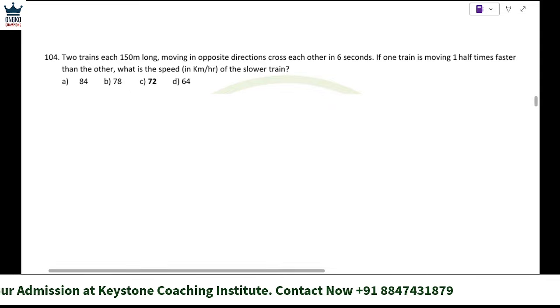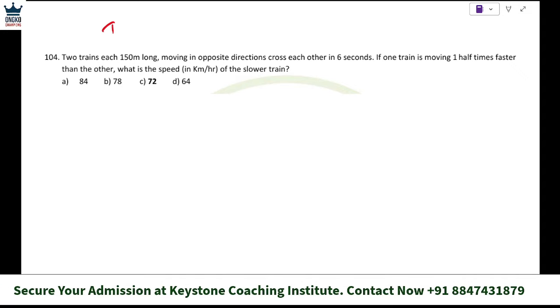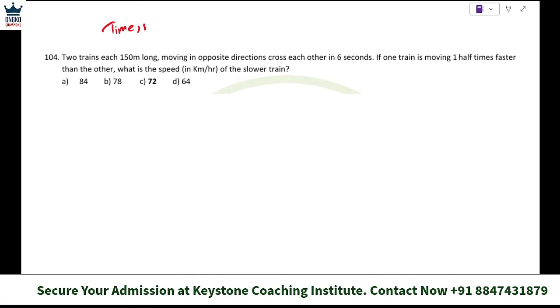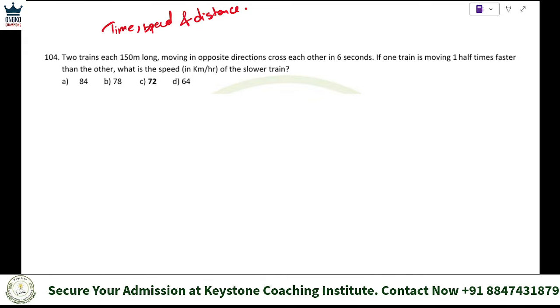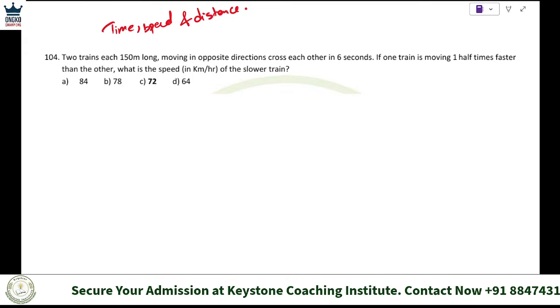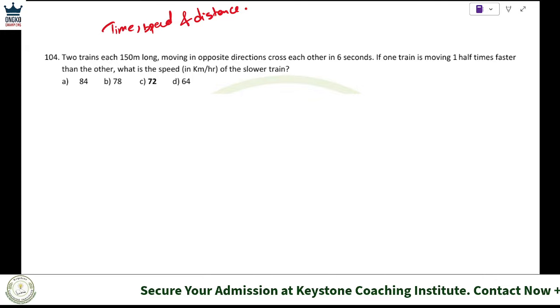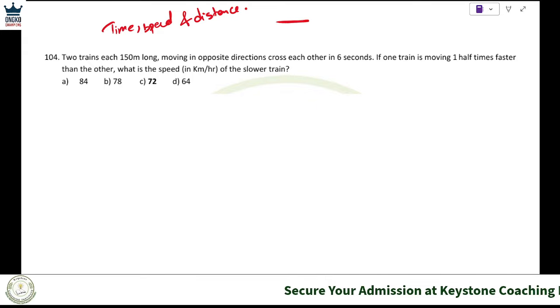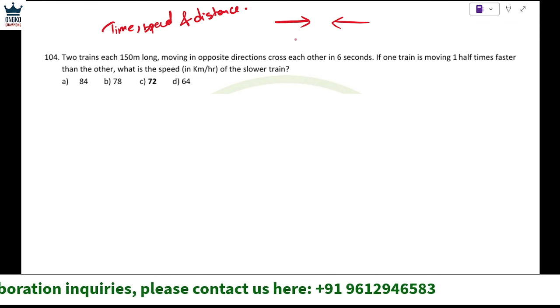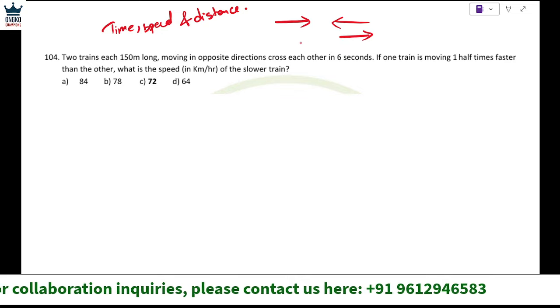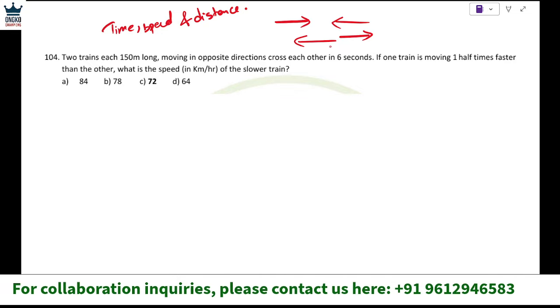This one is from time, speed and distance. Two trains, each 150 meters long, are moving in opposite directions. They cross each other in 6 seconds.